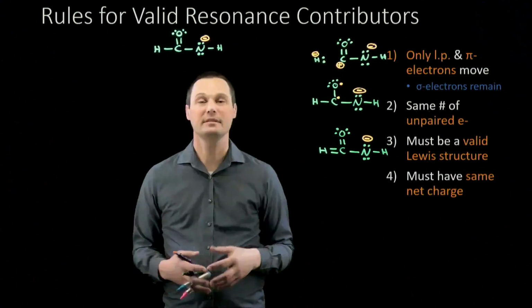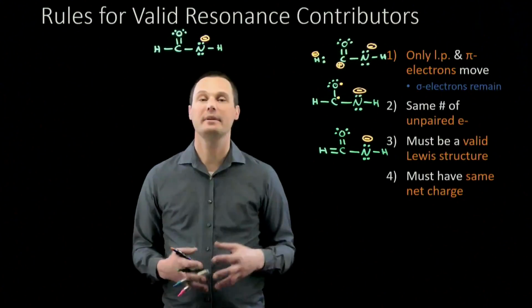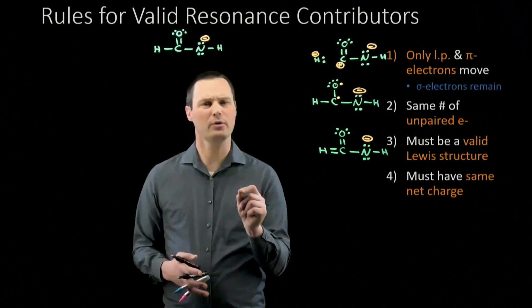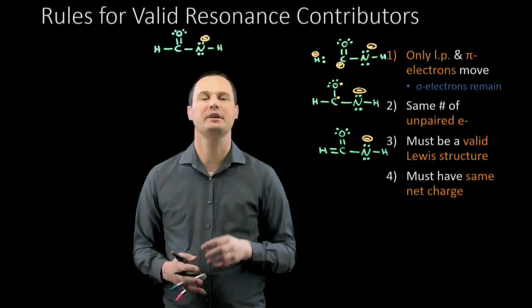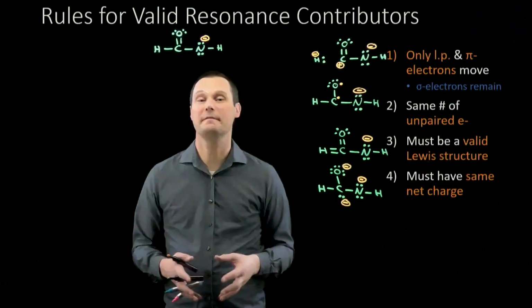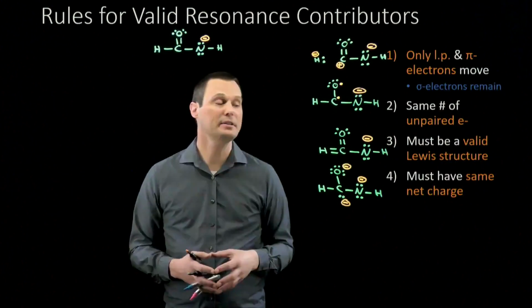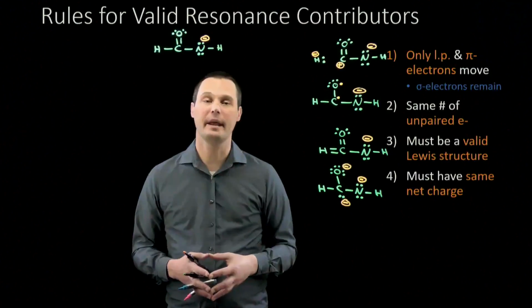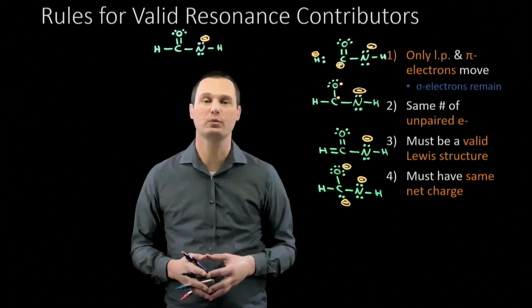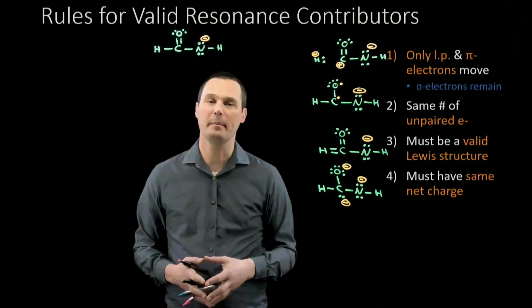The final rule in this list is that the resonance structure must have the same net charge. This is a really important one, a really nice check your work tip to keep up your sleeve. That makes this molecule an invalid resonance contributor. It is not a valid resonance contributor because it does not have the same net charge. We started out as a net -1 charge, and here we are at a net -3 charge.